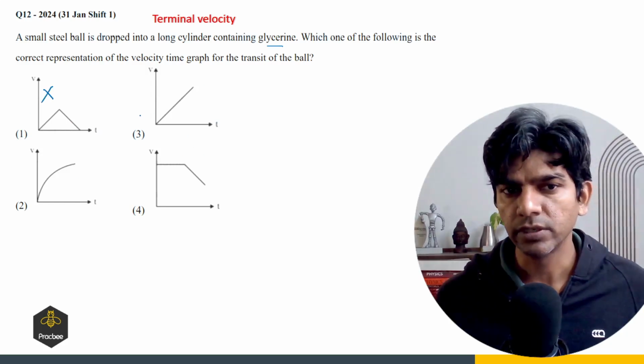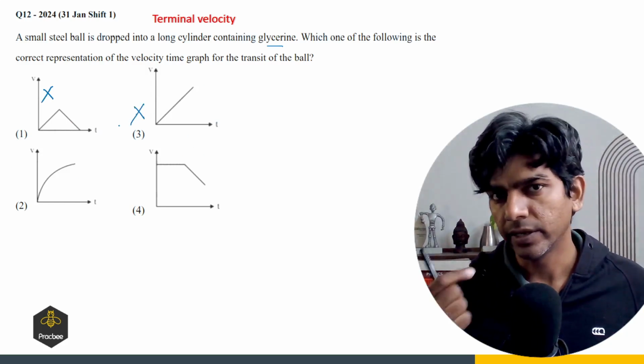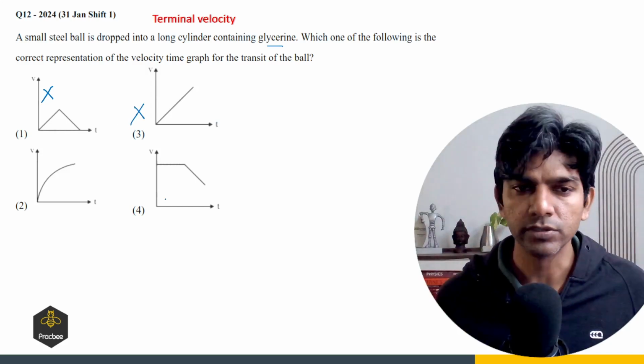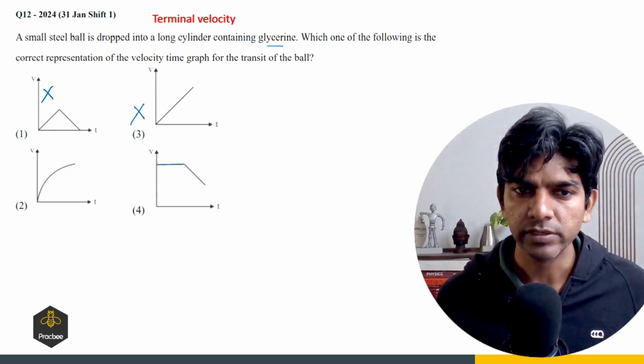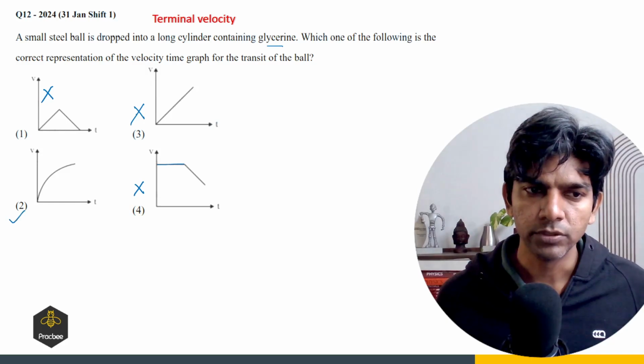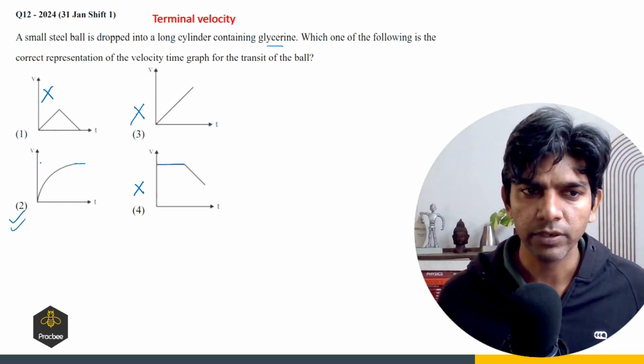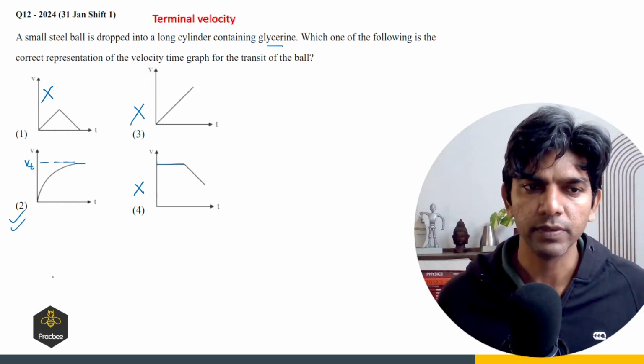Here it is saying the velocity is increasing linearly, whereas the acceleration is not constant. Here they're saying the velocity is constant initially, which is incorrect. So option 2 is the right answer, because after some time it will attain terminal velocity, right? So that will be the terminal velocity.